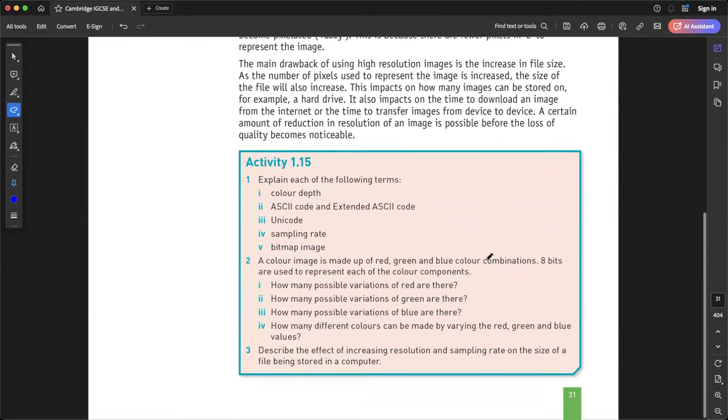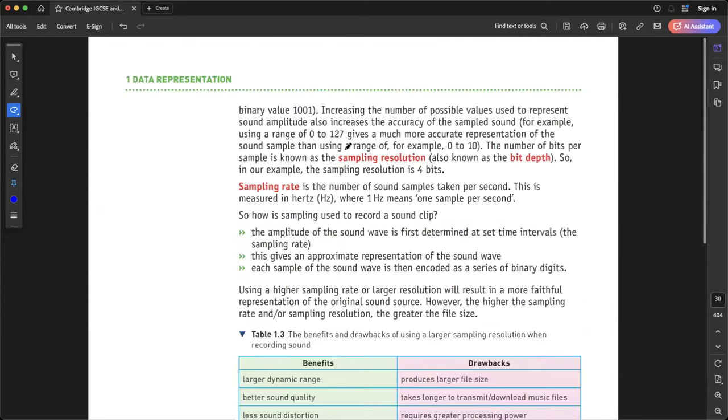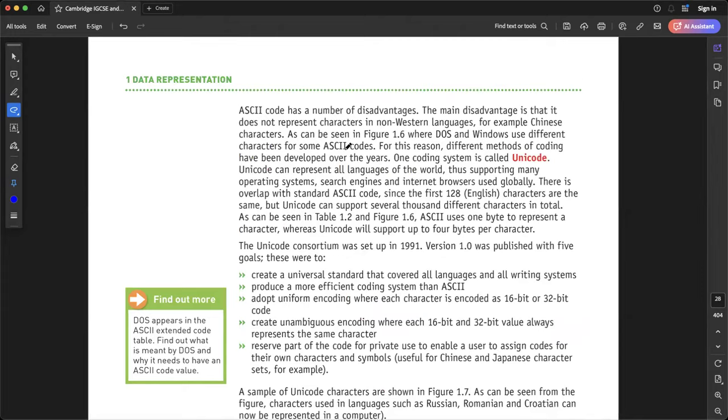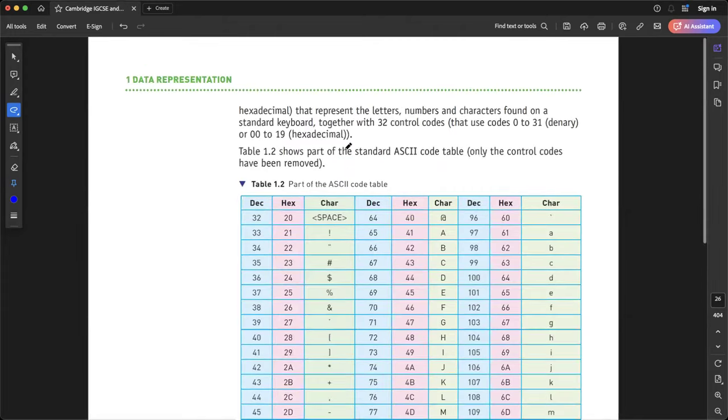So I'm going to give you some homework for now. Activity 1.15. You have to do question number 1 and, no, not question number 2. You need to do this one. But before that, you need to learn about ASCII codes. What are ASCII codes? Any idea? No. Okay, let me tell you.